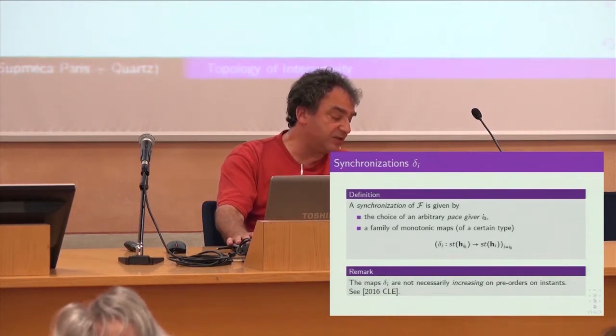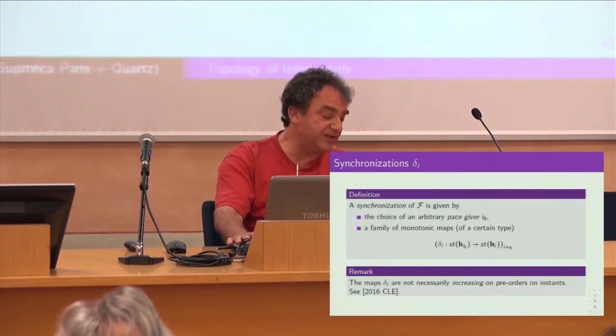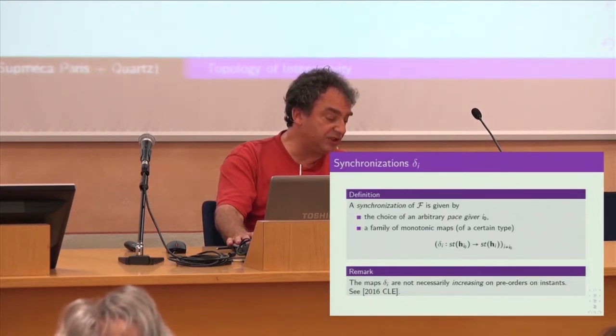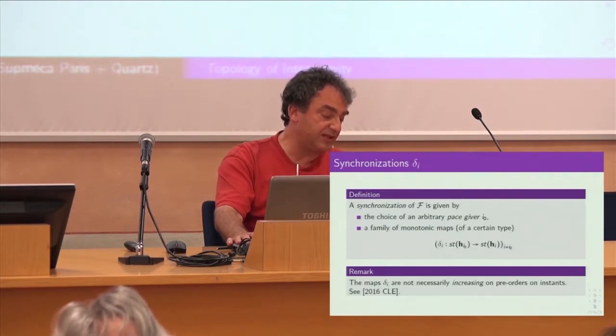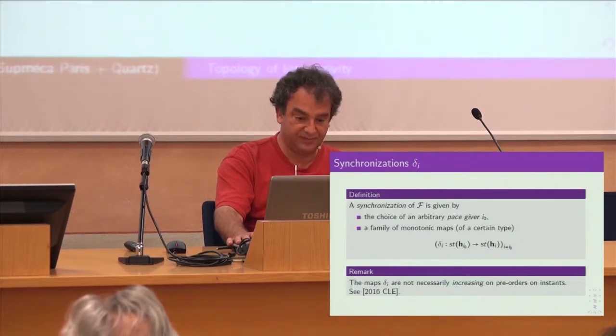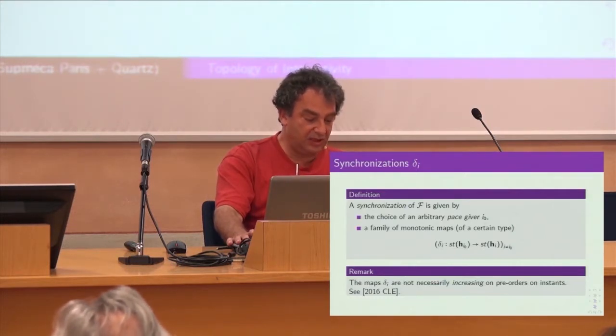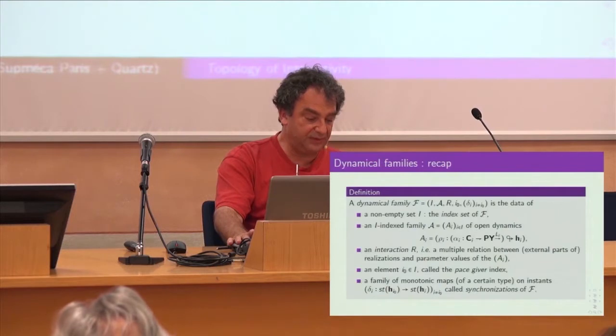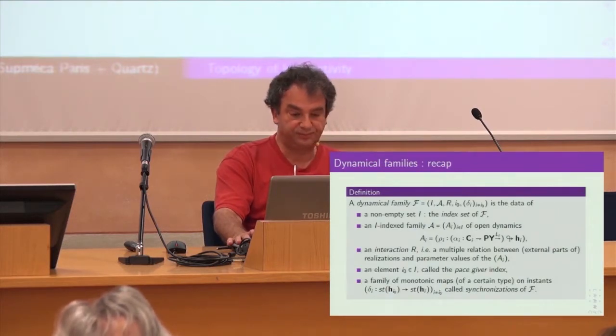Finally, inside the dynamical family, a synchronization is a relation between instants of the different dynamics. Notice that a synchronization can use decreasing maps, that is to say that a dynamic can evolve in reverse time compared to another. And here we recap the definition of a dynamical family.